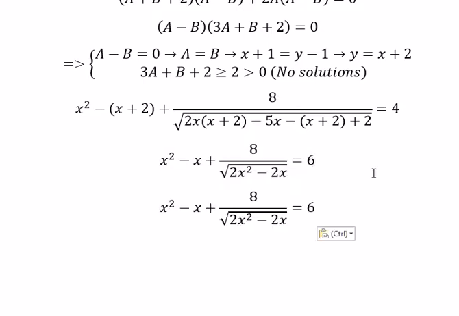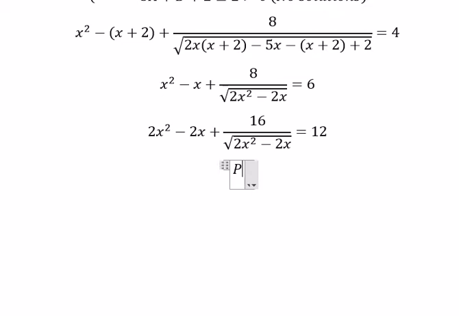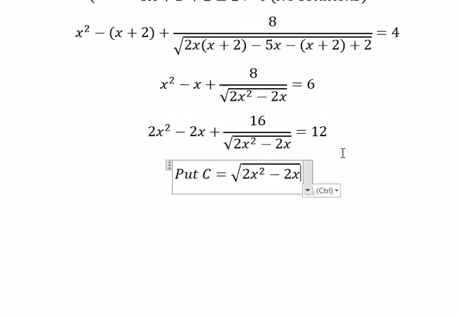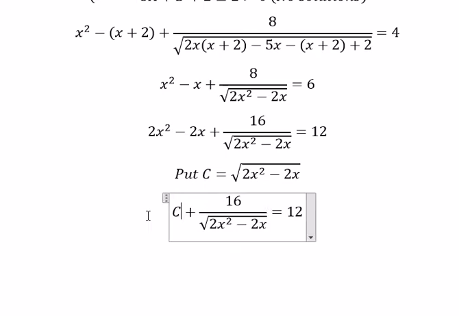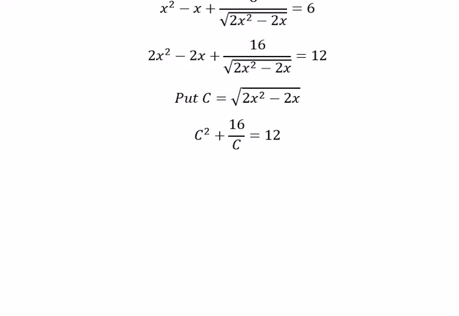So we multiply both sides by 2. And now I will put c equals the square root of 2s squared minus 2s. So we get c squared over c. And now that is simplified, and we get c to the power of 3 minus 12c plus 16 equal to 0.